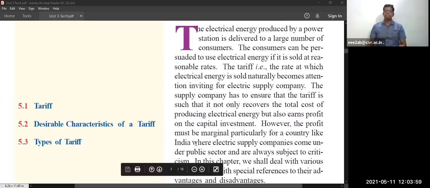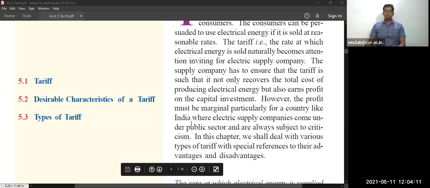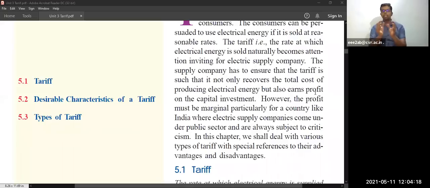Then if you see a country like India, where electrical supply companies come under the public sector. Nowadays, the central government is slowly planning to sell this public sector to the private sector. I will discuss that very shortly, because that is a very big topic. There are some advantages as well as some disadvantages also.